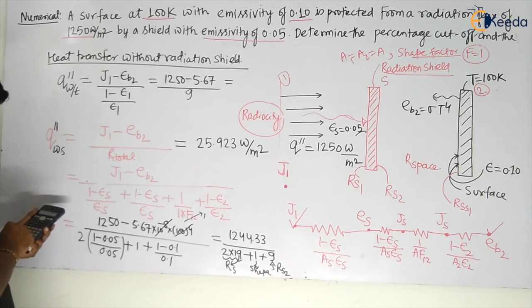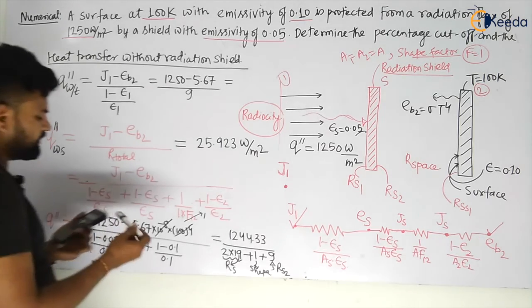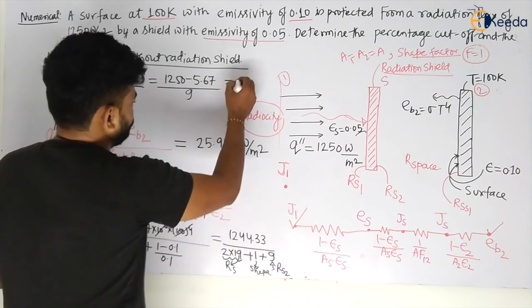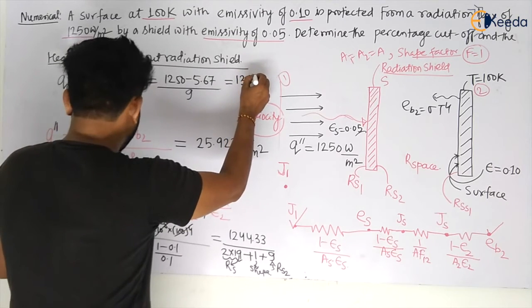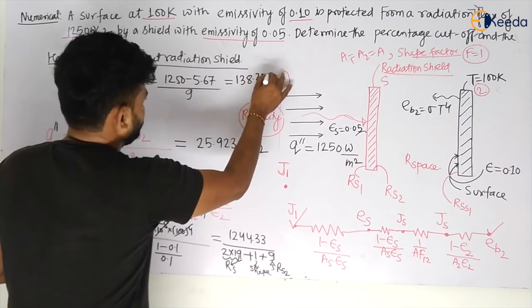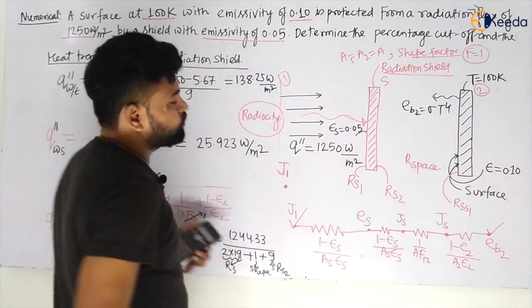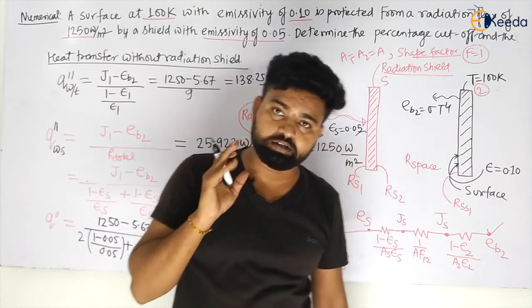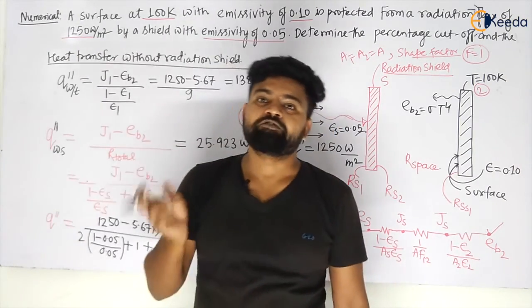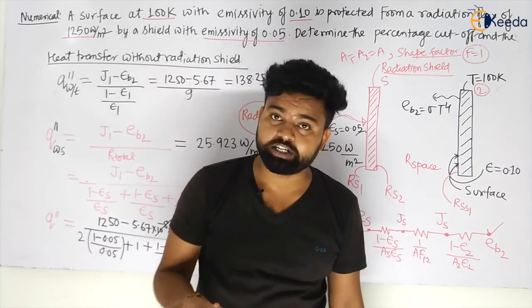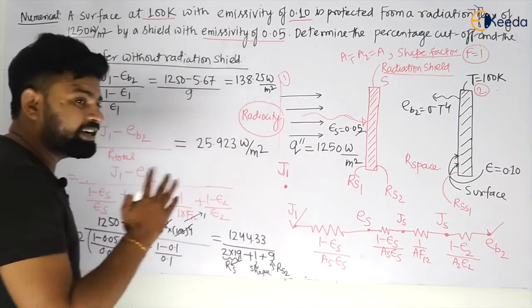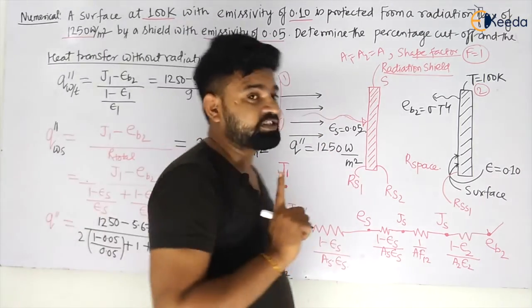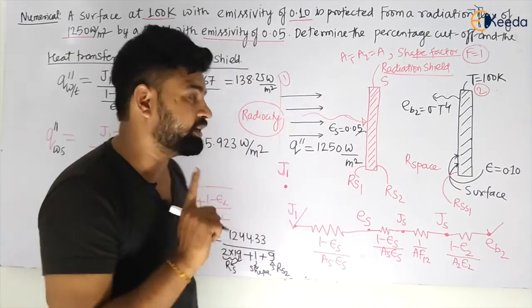So let us calculate it. 1250 minus 5.67 divided by 9. So this will be 138.25 watt per meter square. Now we have calculated the heat transfer with radiation shield, and we have calculated the heat transfer without radiation shield. Here we have not taken two surfaces, my dear students, only one surface we have taken. That is a very important case.